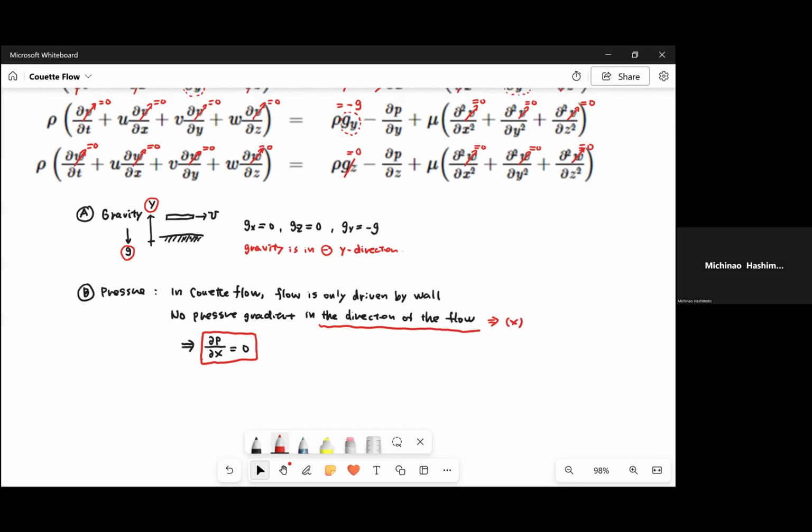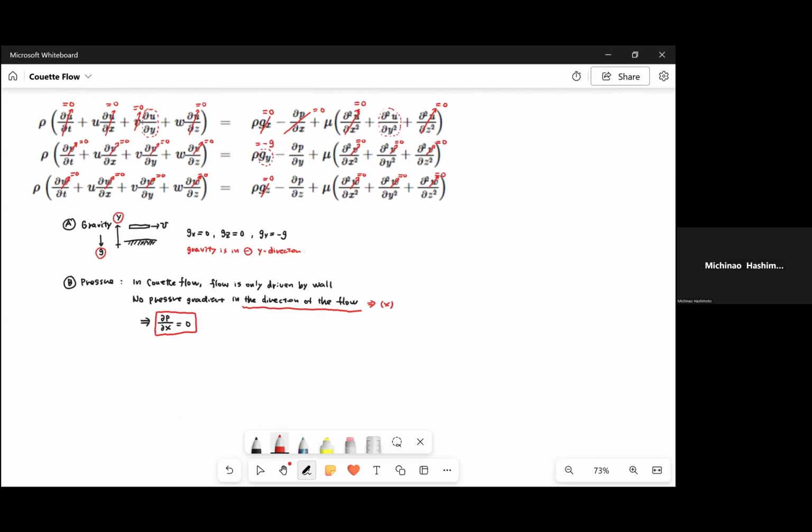We can squeeze it a little bit, and then everything can be simplified quite a bit. Overall, in the x direction, which is the first equation, the left-hand side equals 0. On the right-hand side, gravity equals 0, pressure equals 0, and the one remaining term is the viscous term, mu times d squared u dy squared.